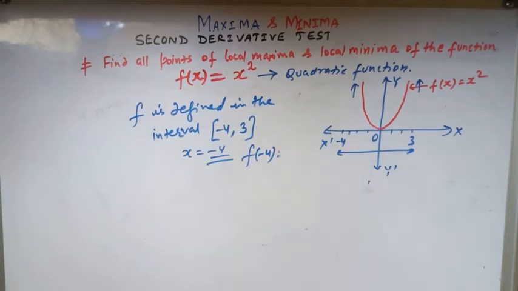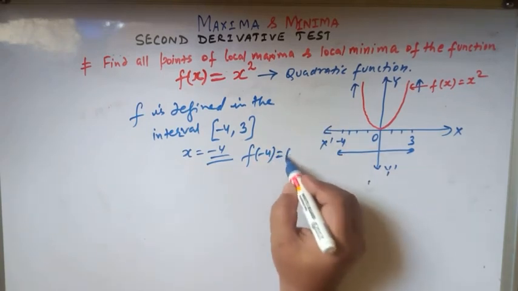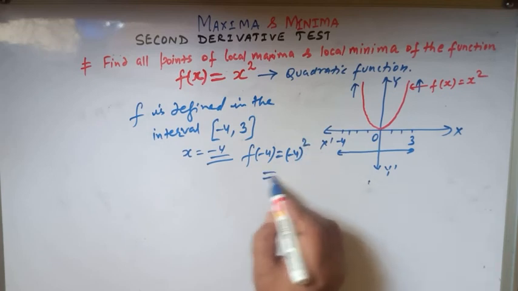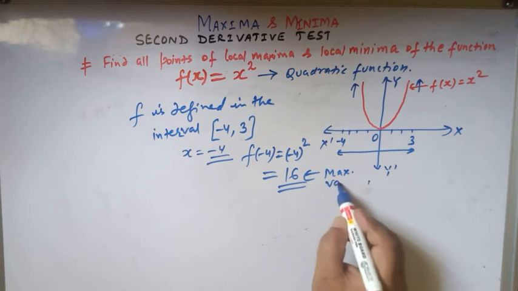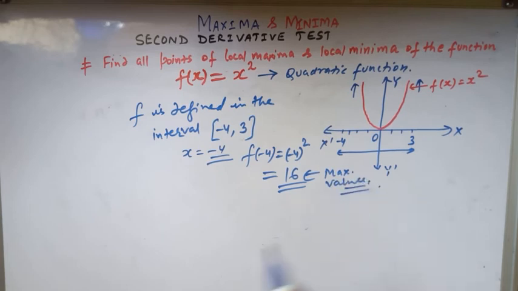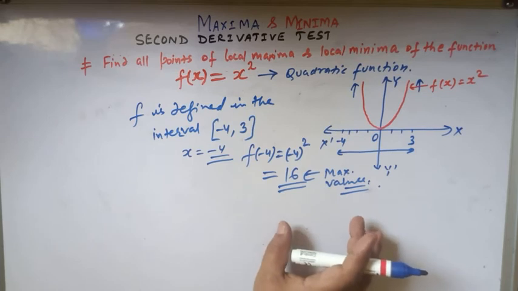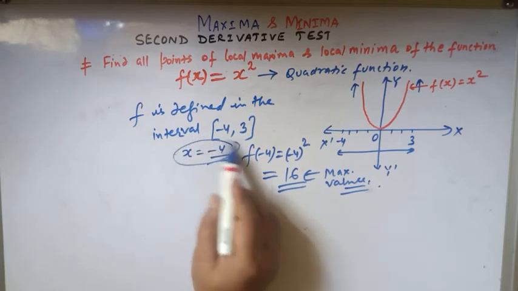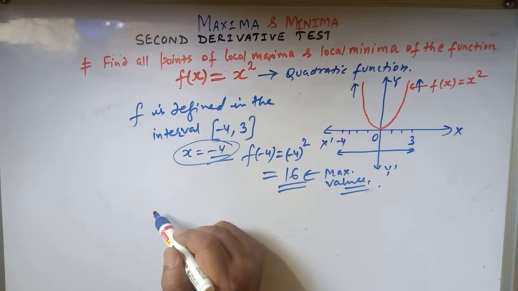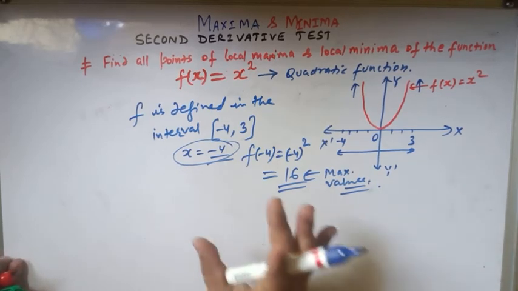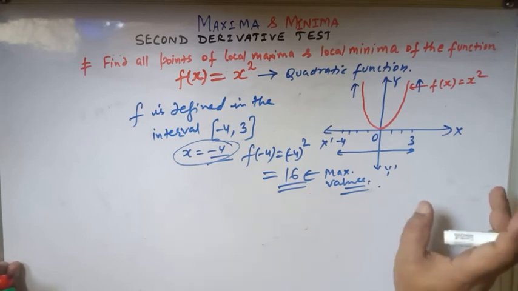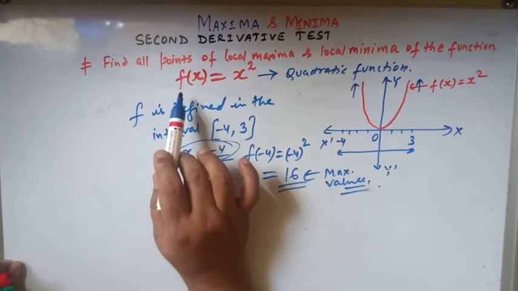This is minus of 4 square, so this is 16. So this is the maximum value, and the maximum value occurs at x equal to -4. So this is how we explain the concept of local maxima and local minima with respect to this function.